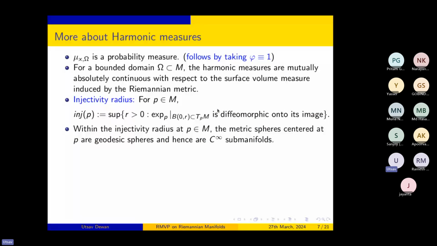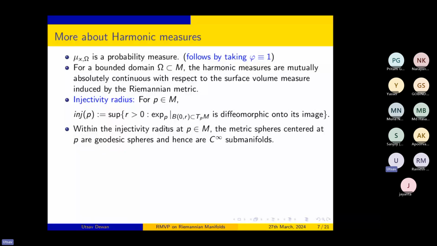And now comes the geometric notion of injectivity radius. We are in a Riemannian manifold. For p in M, you look at the injectivity radius at p. What is that? The exponential is the Riemannian exponential at p, a map from the tangent space T_pM to the manifold M. We know that for any general Riemannian manifold, this is a local diffeomorphism. So for each point p, the zero vector of the tangent space gets mapped to p under this exponential map.